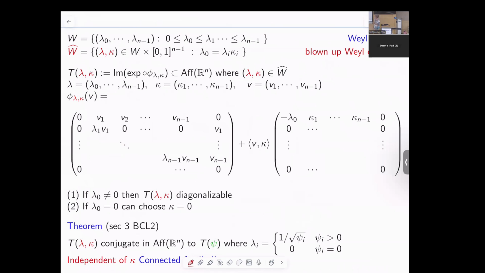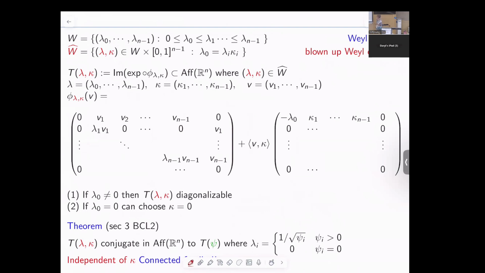The blown up Weyl chamber, what is that? Well, it's a point in the Weyl chamber together with a set of points, kappa, that lie between 0 and 1. And the kappas aren't arbitrary. They satisfy these equations that kappa i times lambda i is lambda 0. So if lambda 0 isn't 0, kappa i is determined. It's lambda 0 divided by lambda i. But if lambda 0 is 0, then these kappa i's are arbitrary, anything between 0 and 1. So this is called the blown up Weyl chamber.